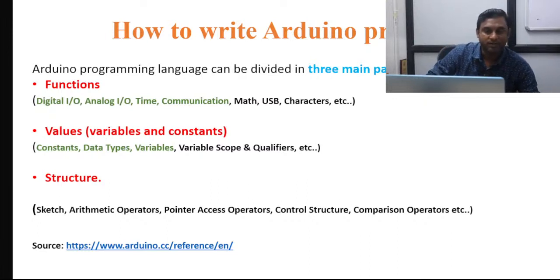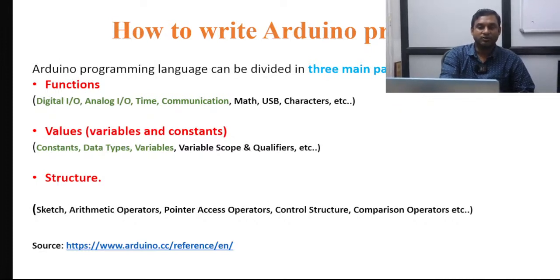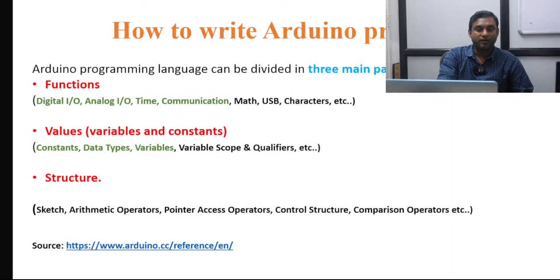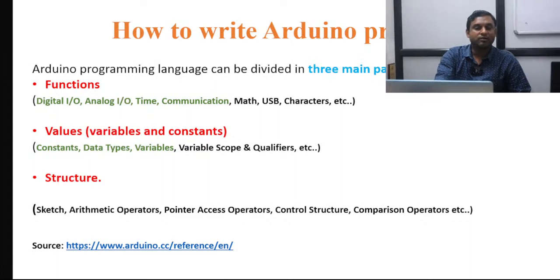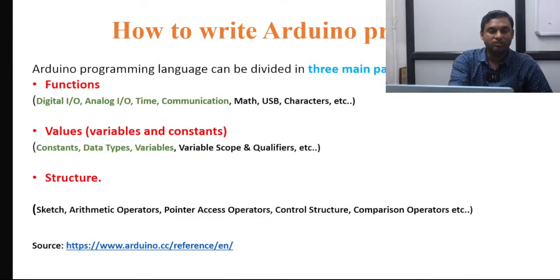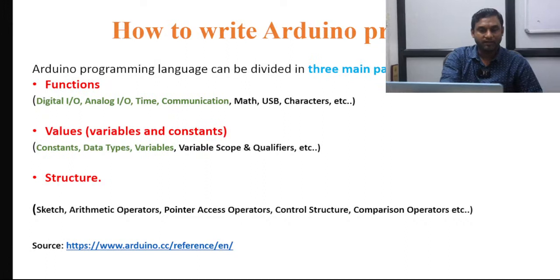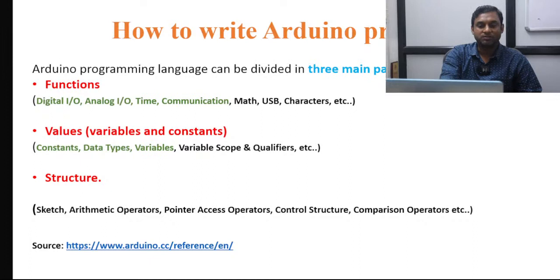So we are discussing very few. Very frequently we'll require digital input and output, because we are dealing with digital input and output pins. Similarly, analog input and output pins, then time as well as communication. Next, we'll go to the values. In these there are variables and constants. Frequently we will use constants, data types, variables. Similarly, in structure, we have arithmetic operators, pointers, control structures, comparison operators.